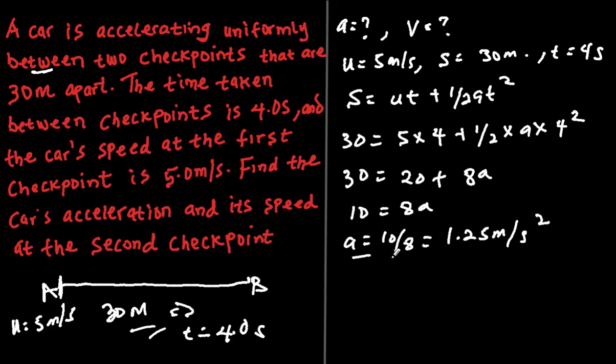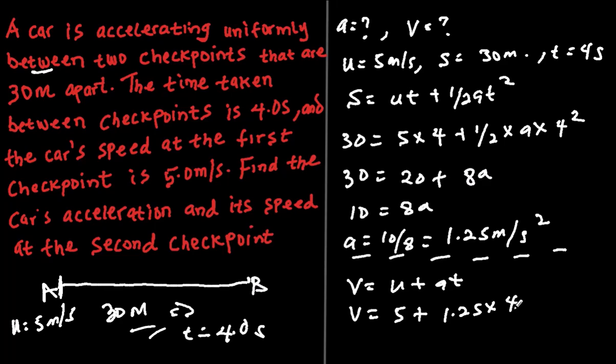So that's the acceleration. Now the second part says find the velocity. So we can simply use v equals u plus at because it's accelerating uniformly. So v is unknown, u is 5, acceleration is 1.25. The time taken for it to accelerate is 4. 1.25 times 4 is equal to 5. So v is going to equal 5 plus 5. It's going to give us 10 meters per second. So that is the velocity at checkpoint B.